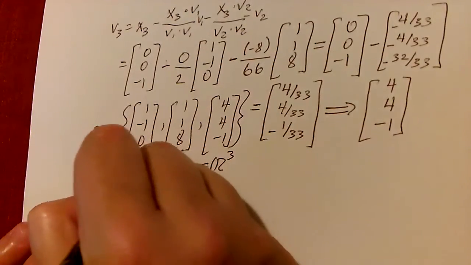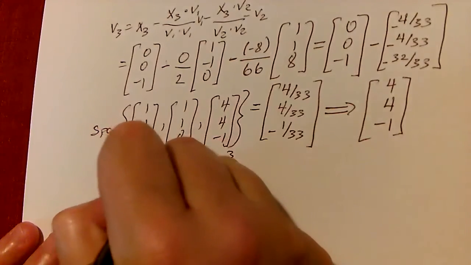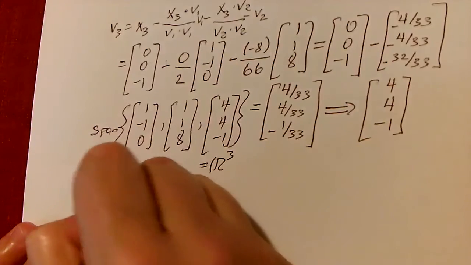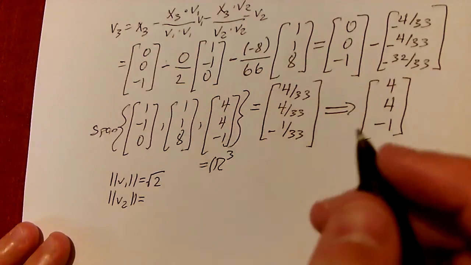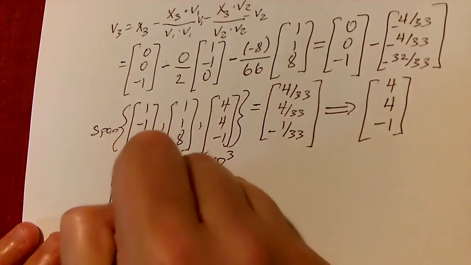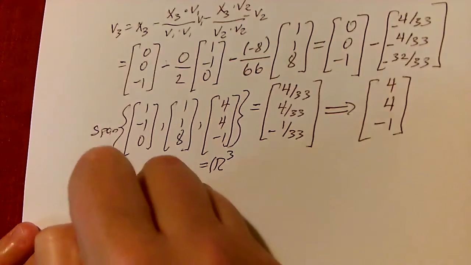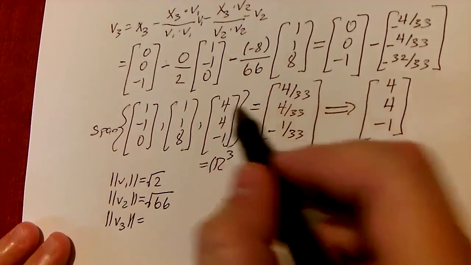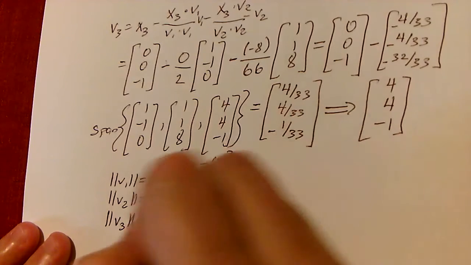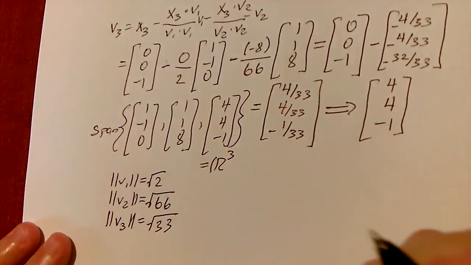So I need the norm of v1. Okay, 1 squared plus 1 squared, and then the square root, so it's the square root of 2. Norm of v2, 1 squared, 1 squared, and 8 squared, so I get the square root of 66. 1 plus 1 plus 64. And then the norm of v3, 4 squared is 16, 4 squared is 16, and 1 squared is 1. So 16, 16, and 1 is going to make the square root of 33.